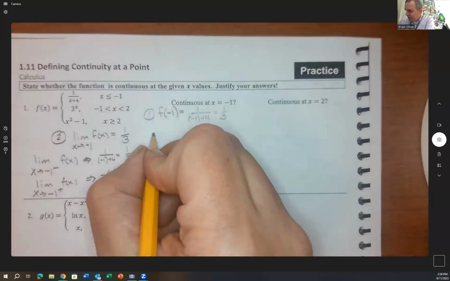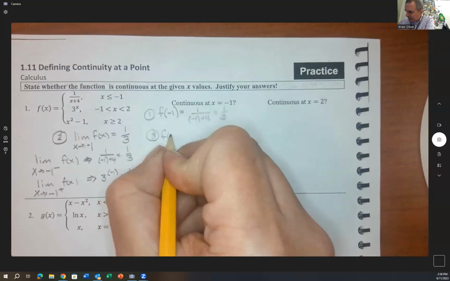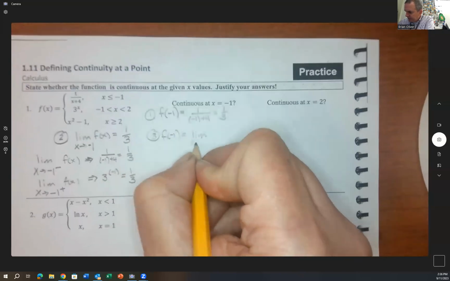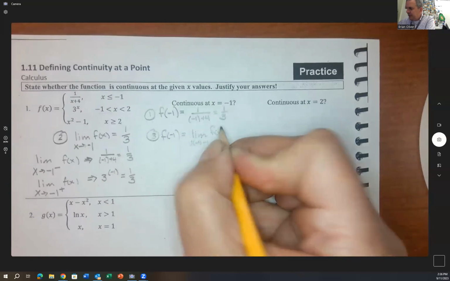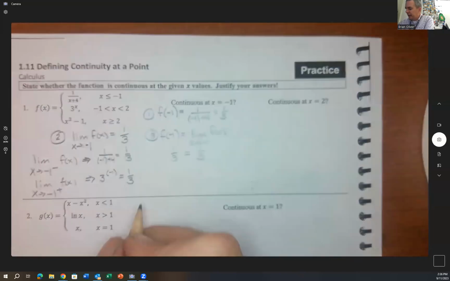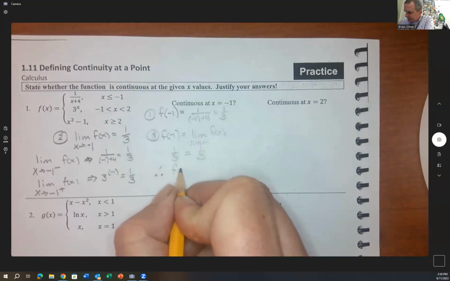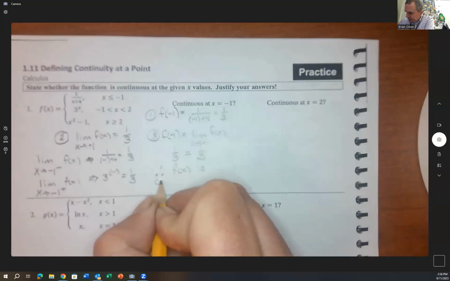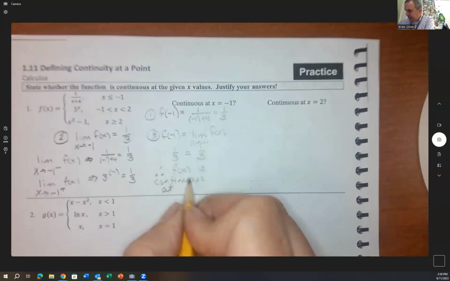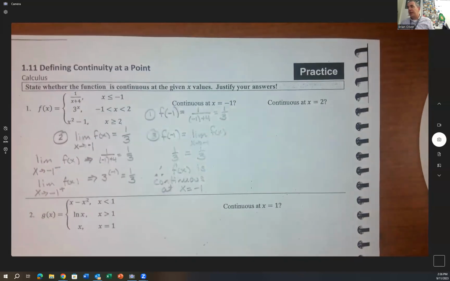And our third idea of continuity says a function is continuous if f of -1, the value of the function, is the same as the value of the limit as x approaches -1 of f of x. So in this case, 1/3 equals 1/3. Therefore, what we can say is that f of x is continuous at x equals -1. So that's how we do it. We have to use all three of those steps each time.